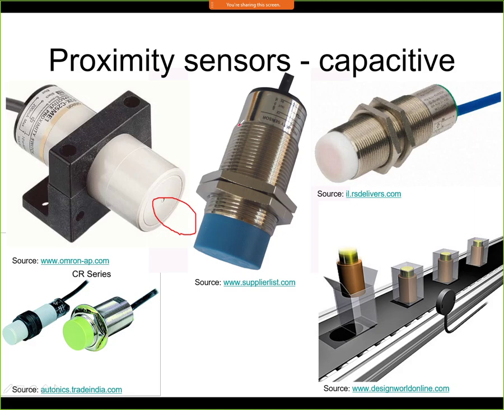Again, it has typically the shape of a screw like this with a thread, and this thread allows you to adjust the distance between the object and the sensor by using those two nuts.